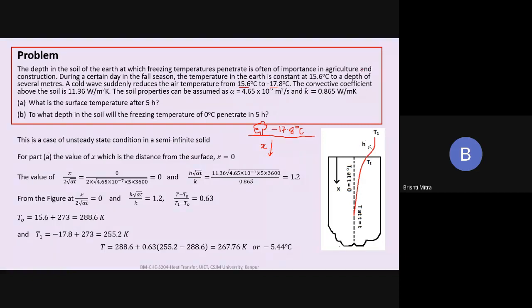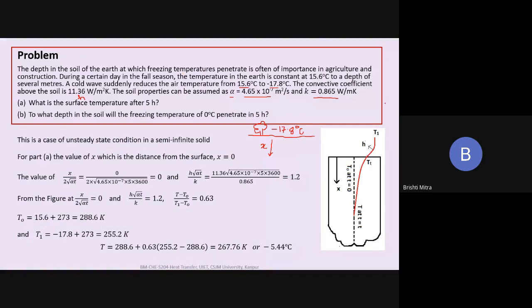Now you're told the convective coefficient above the soil, the convective heat transfer coefficient h, is 11.36 watt per meter square Kelvin. The soil properties: the thermal diffusivity alpha is equal to 4.65 into 10 to the power minus 7 meters square per second, and the thermal conductivity of the soil is 0.865 watt per meter Kelvin. What you're asked to find out is the surface temperature after 5 hours.